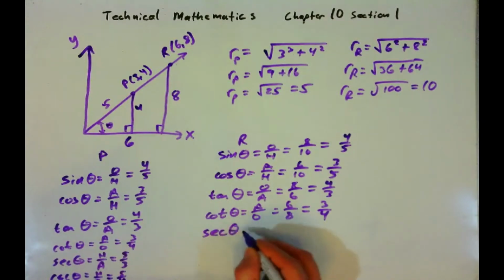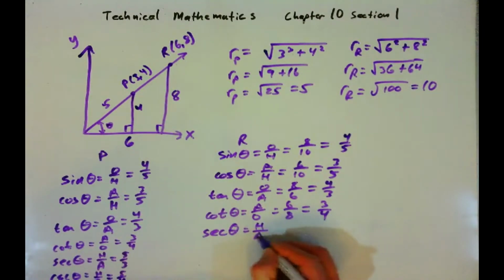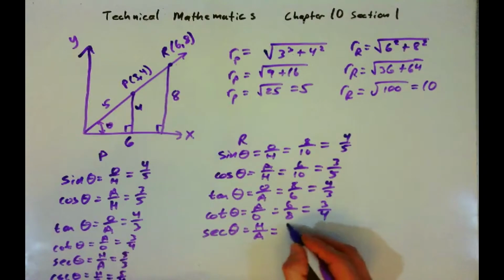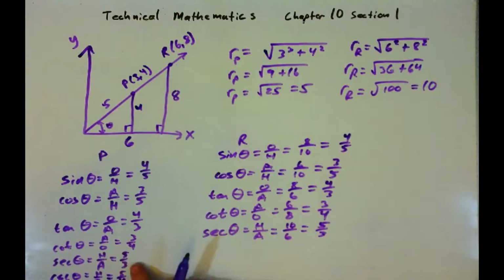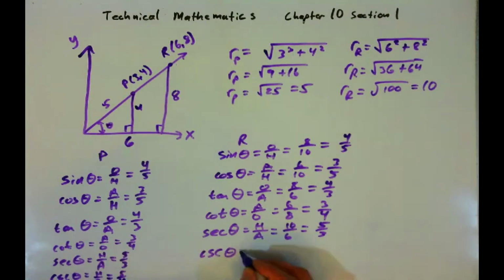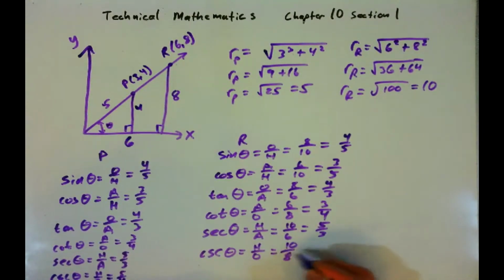The secant of theta is the hypotenuse over the adjacent, which will be 10 over 6, which reduces to 5 over 3. Again, the same answer we had for the smaller triangle. And the cosecant of theta is the hypotenuse over the opposite, which is 10 over 8, which reduces to 5 over 4. And again, we got the exact same answer.